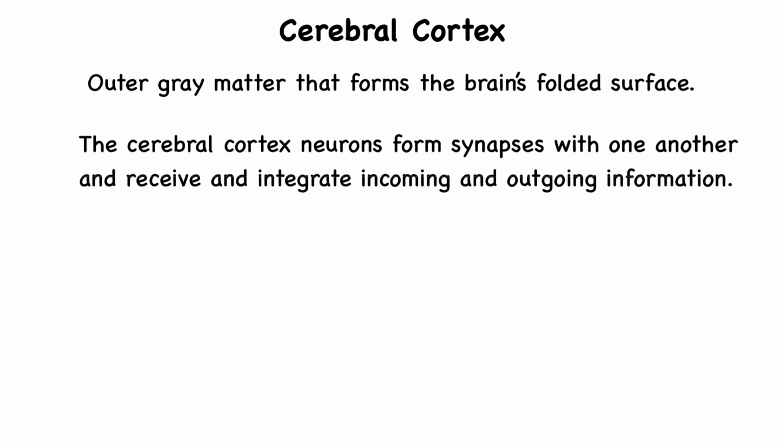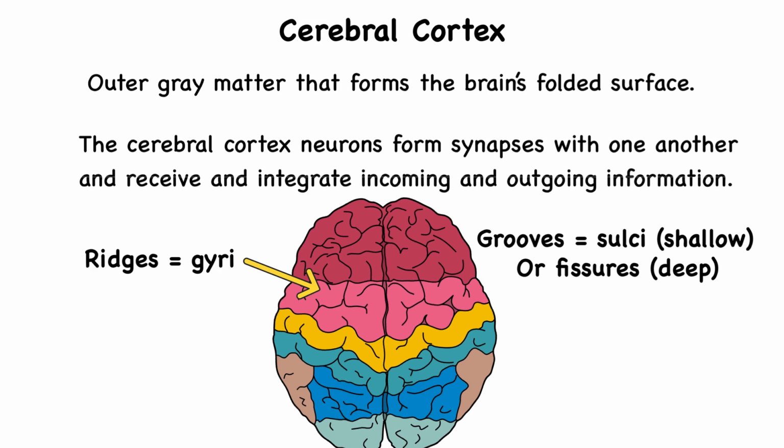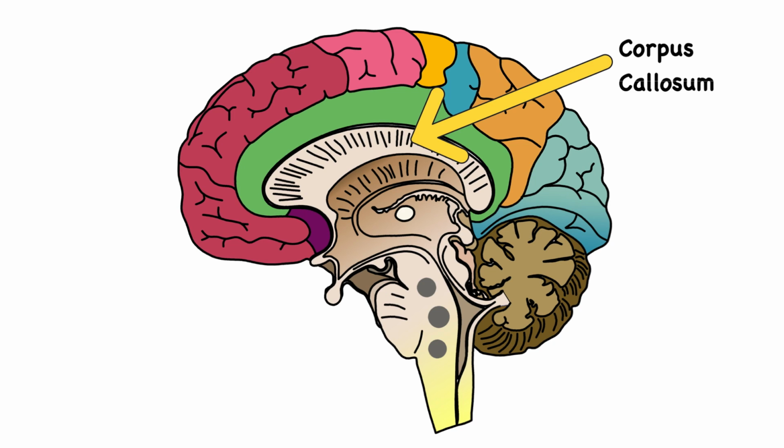During development, the gray matter enlarges much faster than the deeper white matter, and because of this, the area folds on itself and creates elevated ridges and depressions called grooves. The ridges are referred to as gyri, and the grooves between them are referred to as either sulci, which are shallow, or fissures, which are deep. The most prominent fissure is the longitudinal fissure, which divides the cerebrum into right and left hemispheres. The hemispheres are connected internally by the corpus callosum, a massive band of white matter that allows communication between the two hemispheres of the brain.